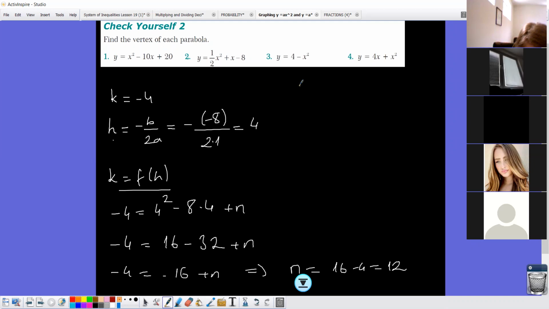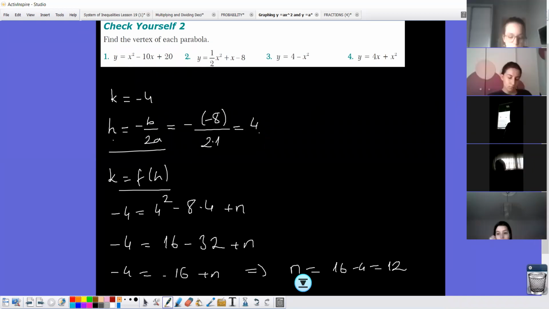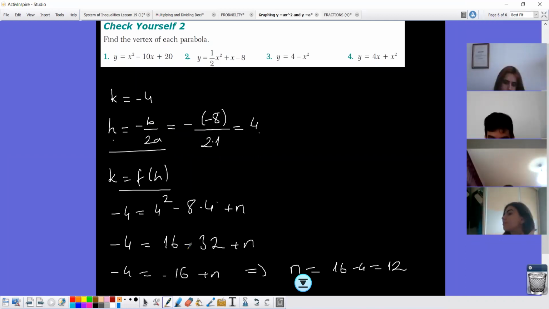But teacher, in these questions, k is not given. You will find h, and with the help of h, you will find k. Did you understand how we are finding k? I think that you understood. Yes, teacher, we understood. So when you find h, instead of x you will write that value found, and it will then give you the y coordinate of the vertex. Yes. If it is okay, I will continue.